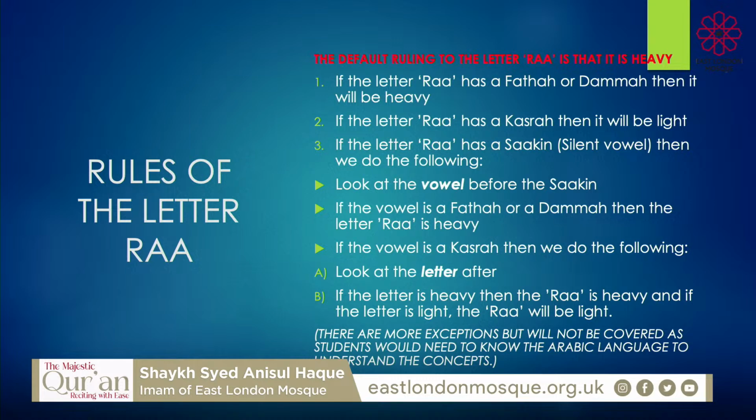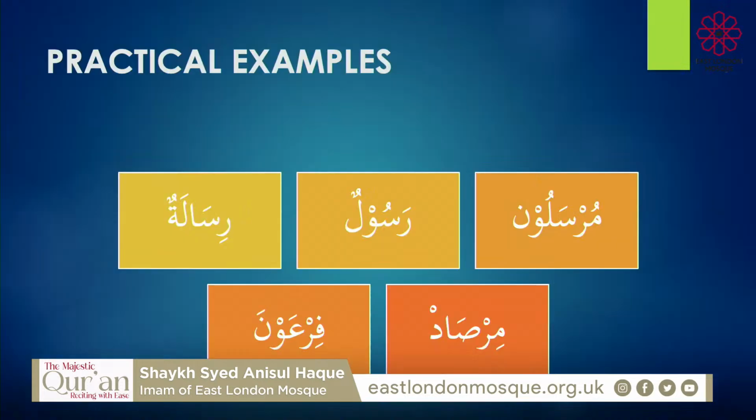What's the step? We have to look at the letter after. If the letter after is heavy, the ra is heavy. If the letter after is light, the ra is light. Here's examples for you to see. Look at the last two examples at the bottom. The same rules. Look at the ra.